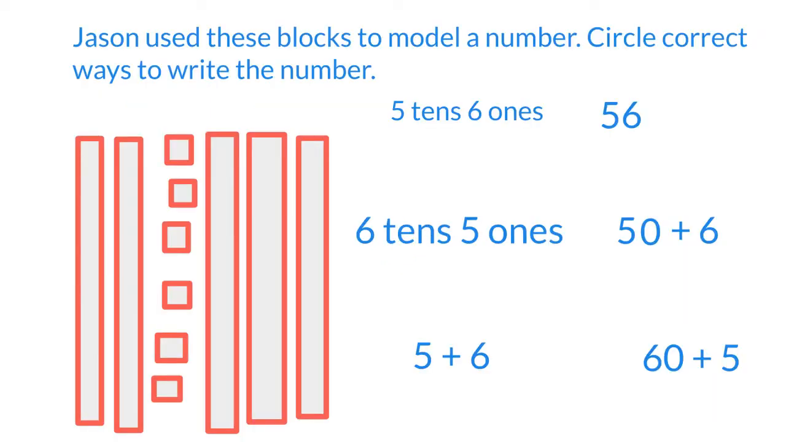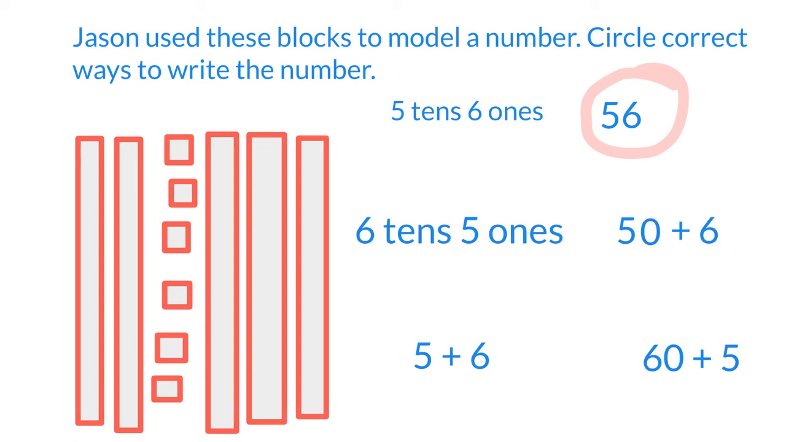Okay, now for our problem solving today. Jason used these blocks to model a number. Circle correct ways to write the number. So it doesn't tell us what the number is, but we do have our blocks over here that we can use to help us. I see 1, 2, 3, 4, 5 tens here, and 1, 2, 3, 4, 5, 6 ones. Now in standard form, I'm going to identify the easiest way, which would be 56, 5 tens and 6 ones.